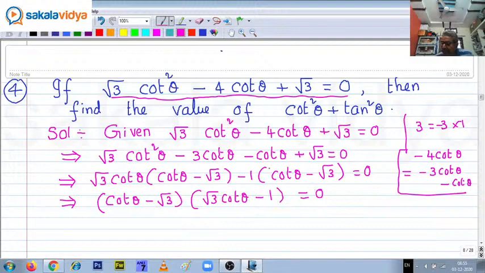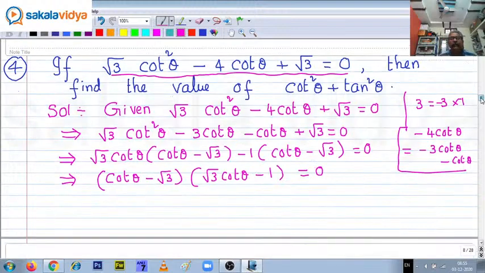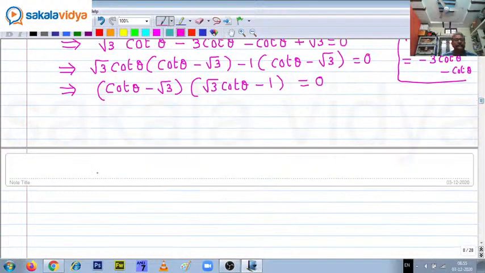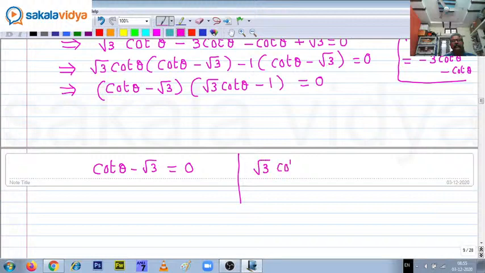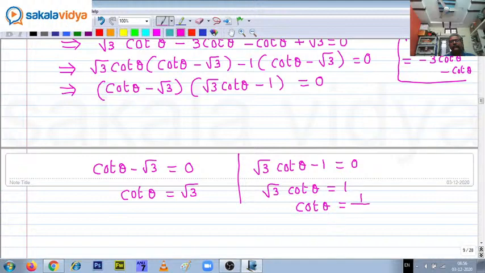Next, we get like this. Cot theta minus root 3 equals to 0, or you get the other case, root 3 cot theta minus 1 equals to 0. So take minus root 3 this side, the cot theta becomes root 3. Here root 3 cot theta equals to 1, so cot theta equals to 1 upon root 3. Actually here the two cases will arise.